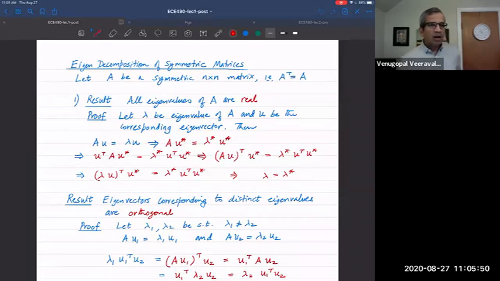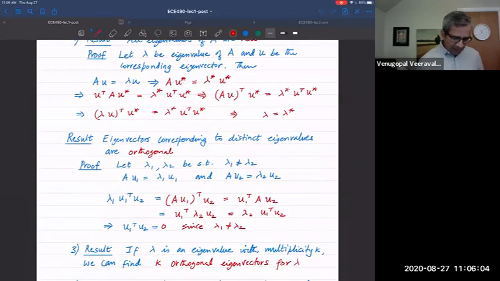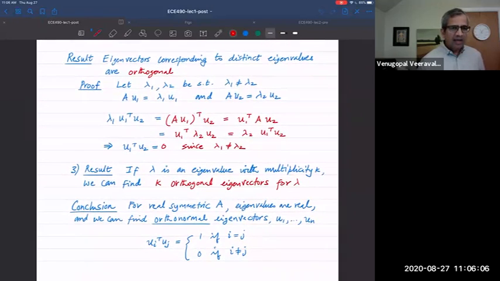If you have a symmetric matrix, all its eigenvalues are real. And if you look at eigenvectors corresponding to distinct eigenvalues, they're orthogonal. And if you have an eigenvalue of multiplicity k, you can find k orthogonal eigenvectors. The components of these eigenvectors can, without loss of generality, be taken to be real valued, okay? And you can make them orthonormal by normalizing.